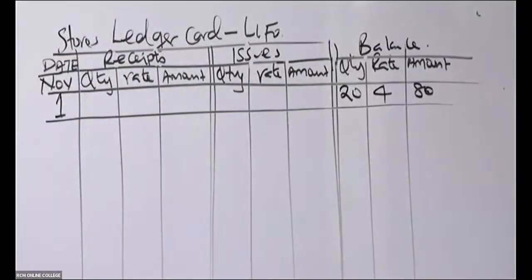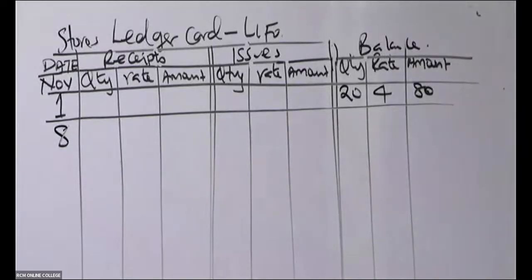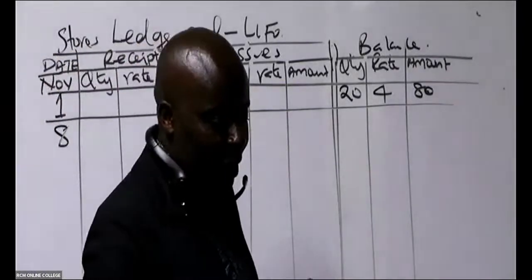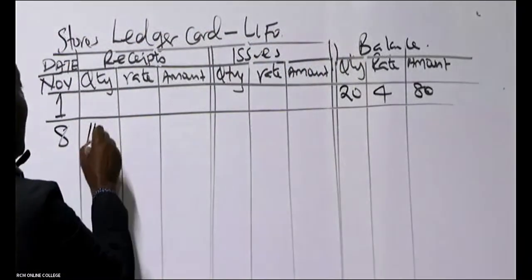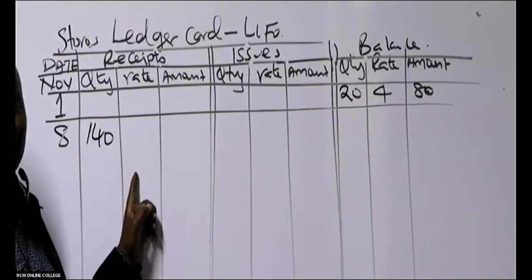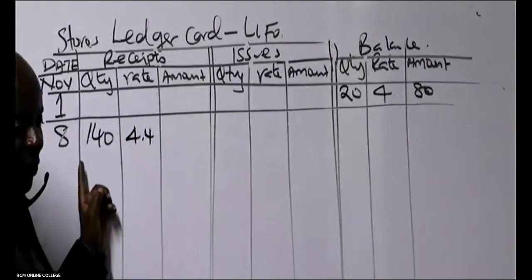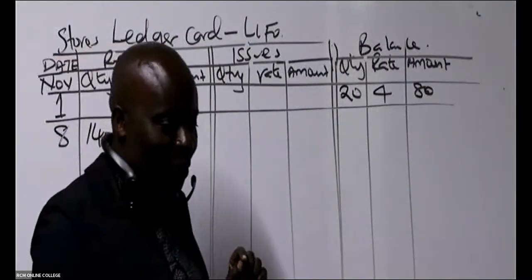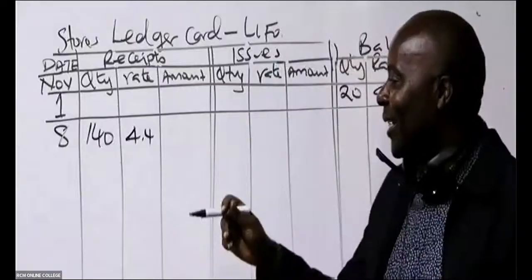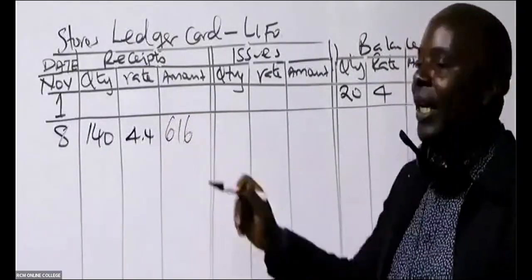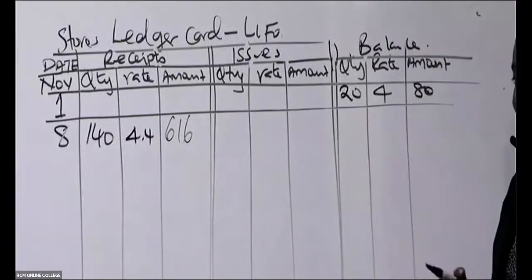Next date is the 8th. So what happened on the 8th? We received, isn't it? So how many units? 140. And if we received, they were coming at some cost per unit, which is 4.4. So is there somebody who can give me this total? Thank you so much. Online ninjas are really working very hard. 616. Now from there, we will come and update our balance, isn't it? So then our balance, what do we do here?